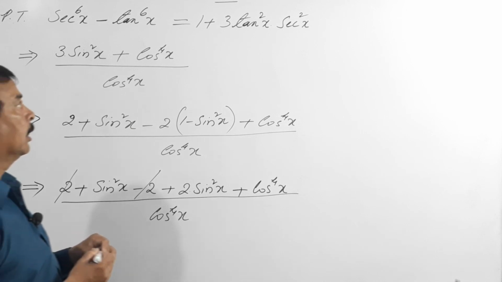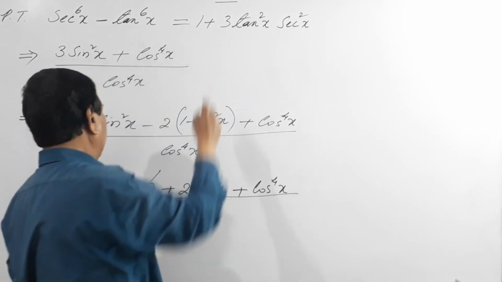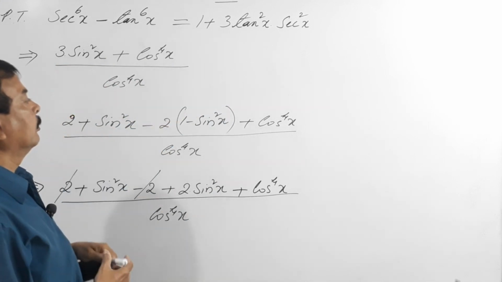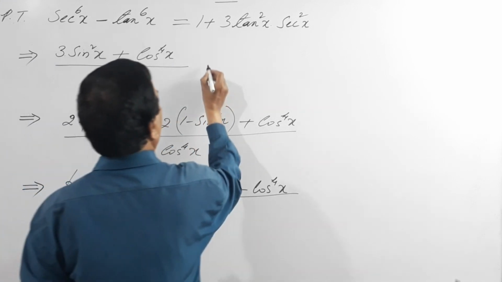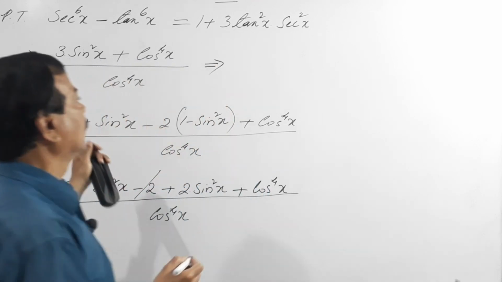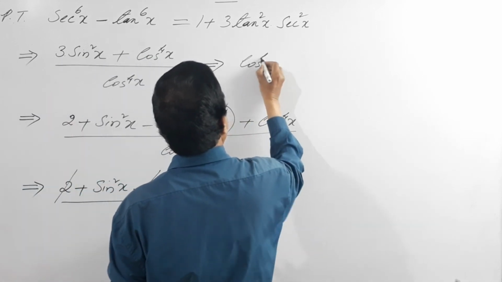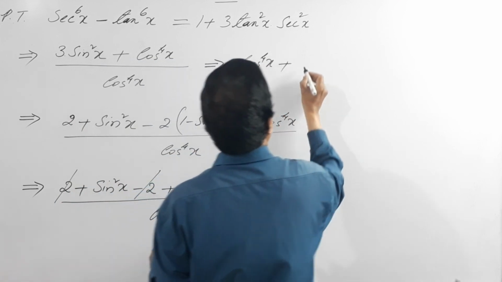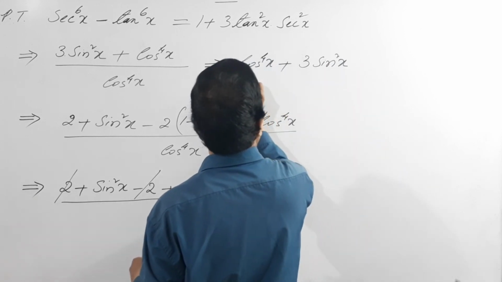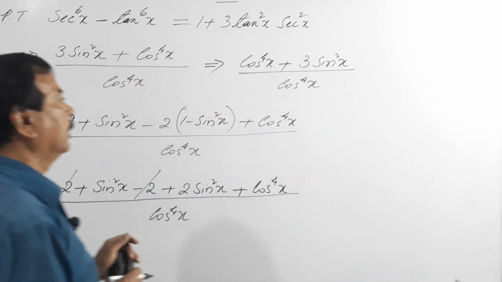तो हमें क्या चाहिए? What do we need? We need 1 plus 3. Already we have got 3, but we want tan. Okay, next step. So I'll simplify only. I'll rearrange this. By rearranging, this becomes cos to the power of 4x plus 3 sine square x by cos to the power of 4x. Done. I will rearrange it.